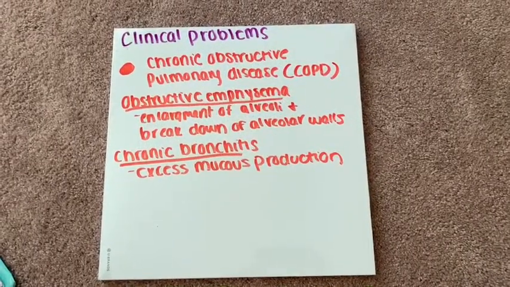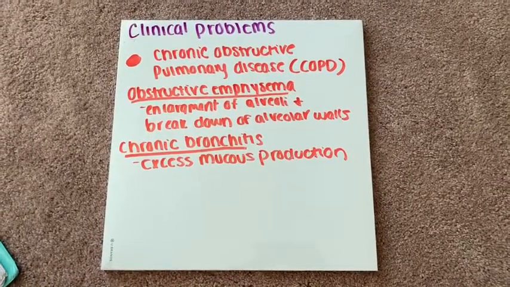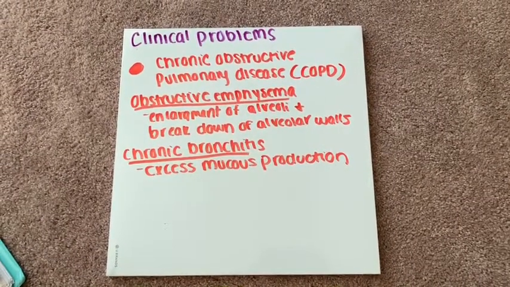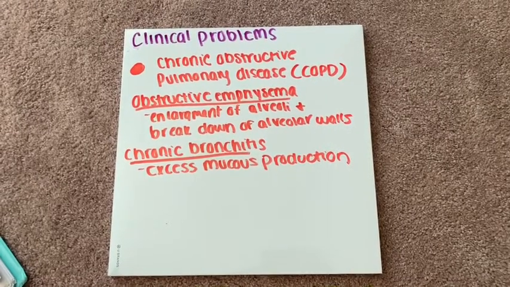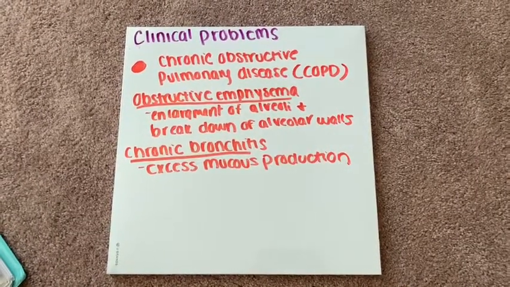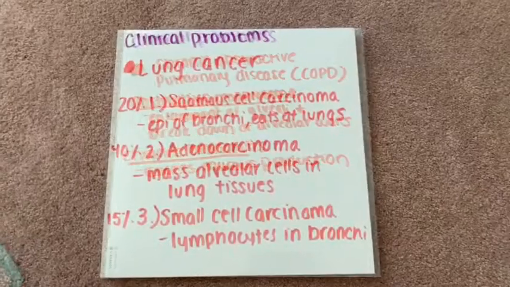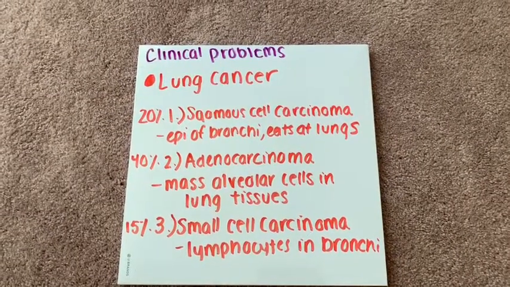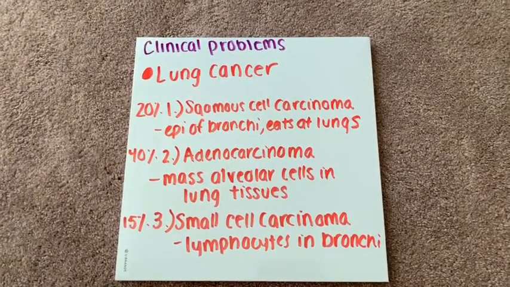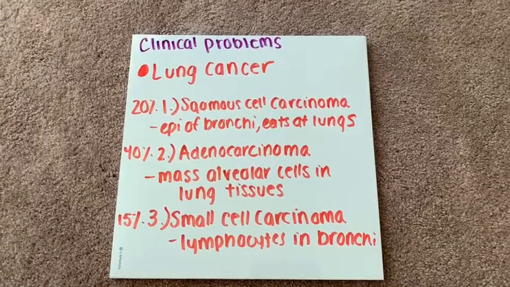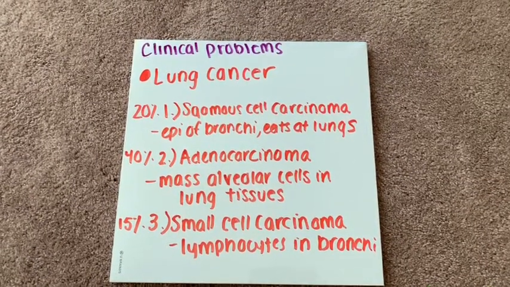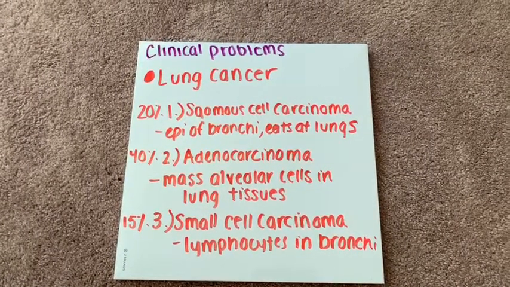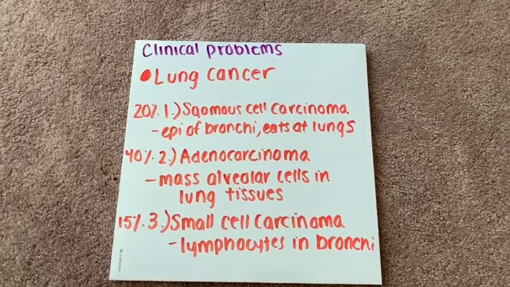Continuing on with clinical problems, we have chronic obstructive pulmonary disease, COPD. Obstructive emphysema is enlargement of the alveoli and breakdown of alveolar walls. Chronic bronchitis is excess mucus production. Next, we have lung cancer. 20% of people have squamous cell carcinoma. This comes from the epithelium of the bronchi and it eats at the lungs. 40% of people have adenocarcinoma, which is mass alveolar cells in lung tissues. And 15% of people have small cell carcinoma. This comes from the lymphocytes in the bronchi.